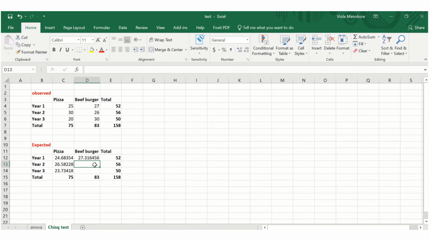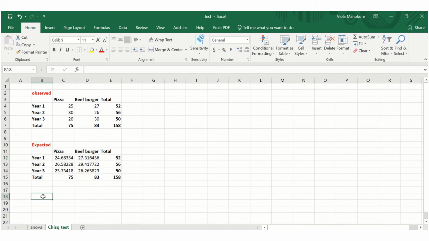Enter. Do the same here, equal to my column total multiplied by my row total divided by the grand total. Gives me that value. I do the same here, equal to column total multiplied by the row total divided by the grand total. Now I have my values. These are my observed from the raw data and these are expected, the ones I just calculated.